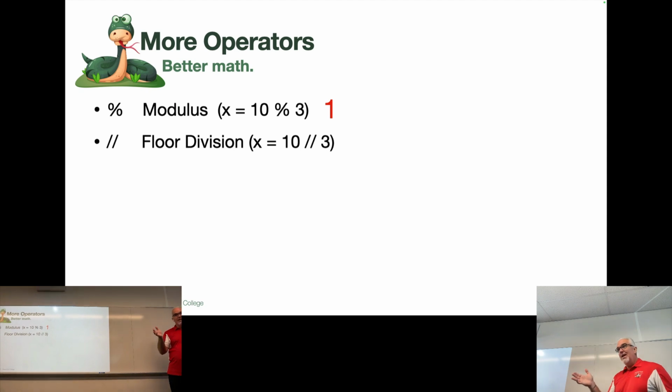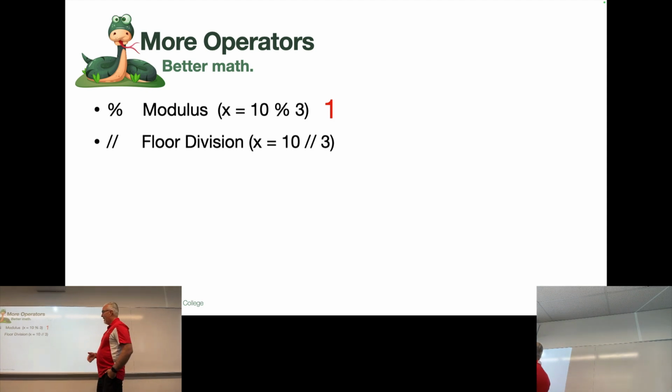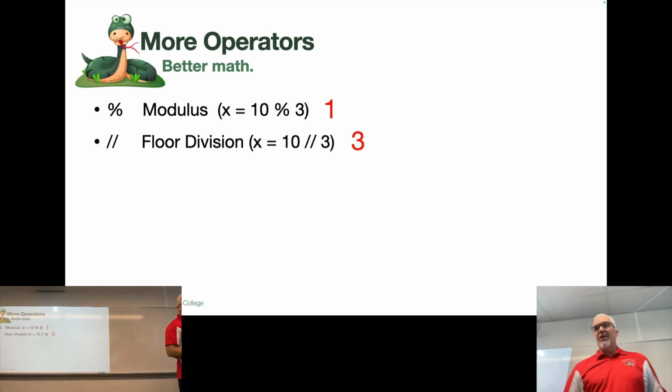Floor division does the other part of the division and leaves out the remainder. So it does the division, and whatever the remainder is, it just gets rid of it. It would be 3. Those are both really useful for understanding and identifying weird numbers.